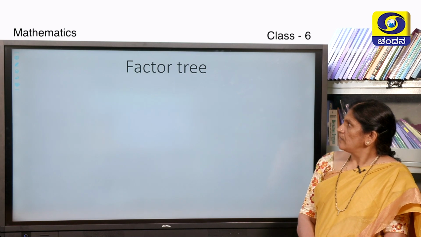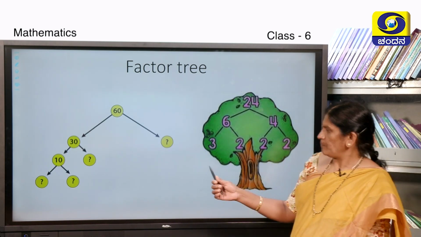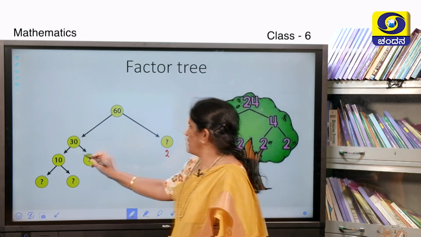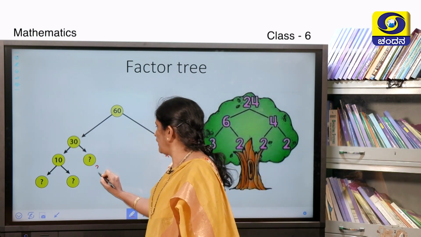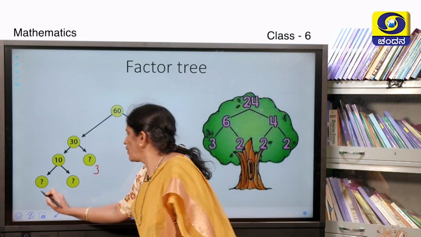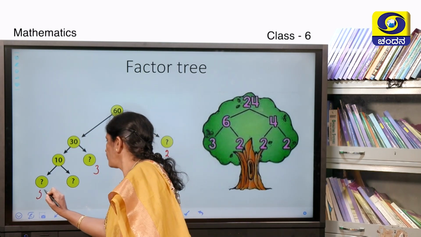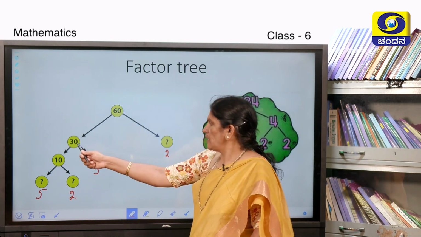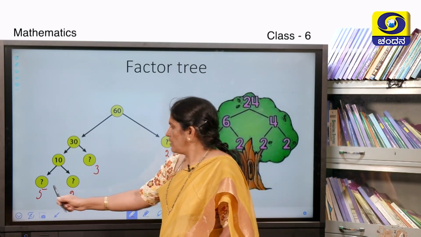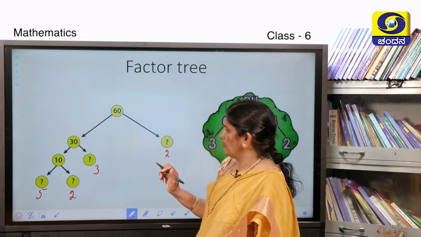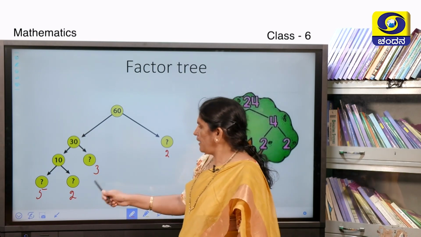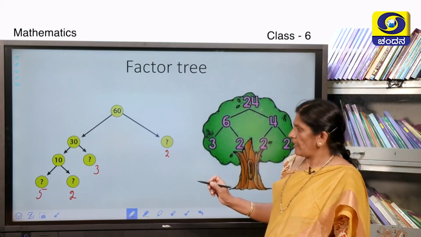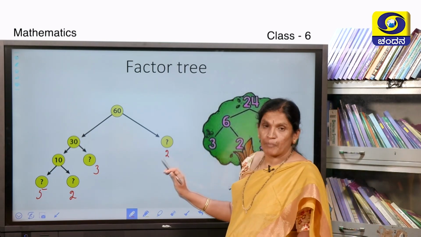Children, first you can see here the factor tree. 30 is 10 into 3, and 10 is 5 into 2. Here 30 and 10 are composite numbers, but 2, 3, 2 and 5 are prime numbers. Today we are finding the factors using prime numbers.